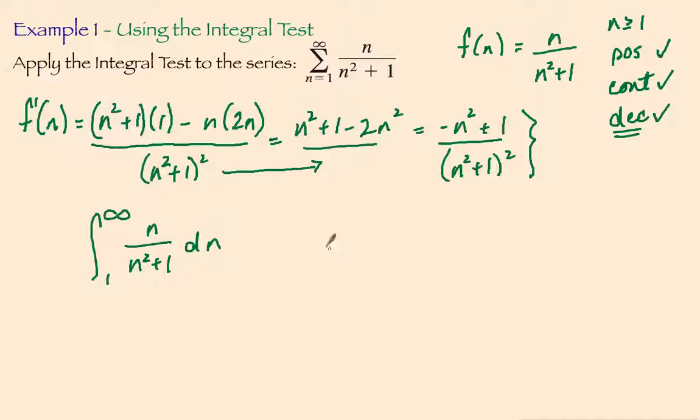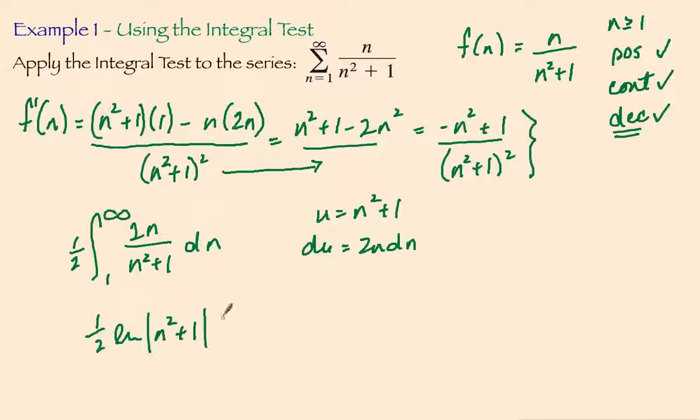dn in this case. Now this is setting itself up to be a natural log integral because if we say that u is equal to n squared plus 1, we can see that du is 2n dn. So if I put the 2 here and compensate by putting 1/2 on the outside of the integral, this ends up being 1/2 the natural log of n squared plus 1 from 1 to infinity.